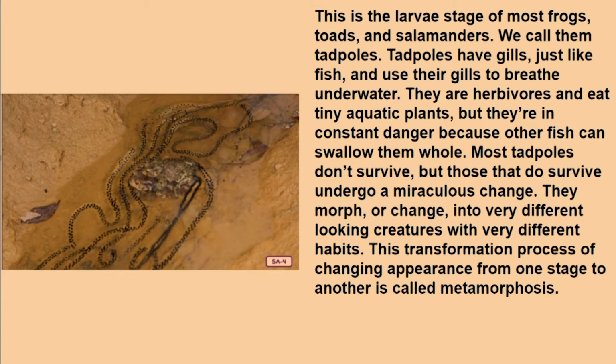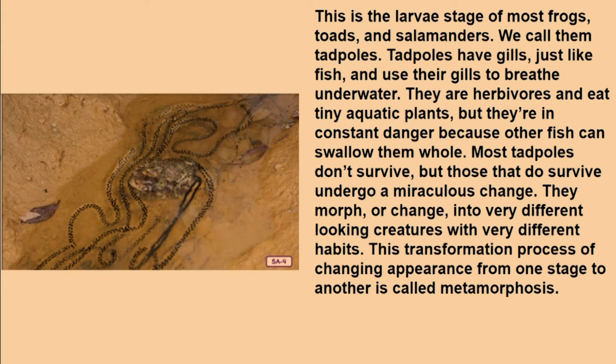They are herbivores and eat tiny aquatic plants, but they're in constant danger because other fish can swallow them whole. Most tadpoles don't survive, but those that do survive undergo a miraculous change. They morph or change into very different looking creatures with very different habits. This transformation process of changing appearance from one stage to another is called metamorphosis. Notice how the word morph is part of the word metamorphosis.